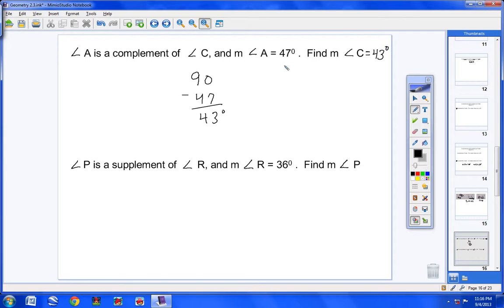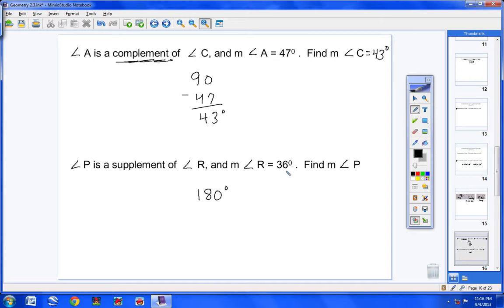And that makes sense. If you add 47 and 43 together, you get 90, and it says these two angles are complementary, or A is a complement of C. Same thing. Now go ahead and jot this problem in your notes. P is a supplement of R. P is a supplement of R. Now, that means they're supplementary, thus it means they're going to add up to 180 degrees.